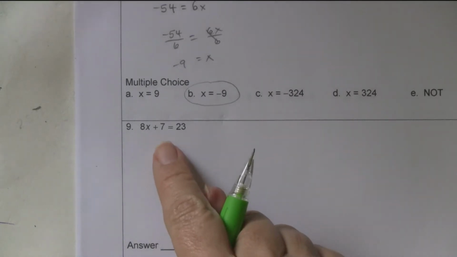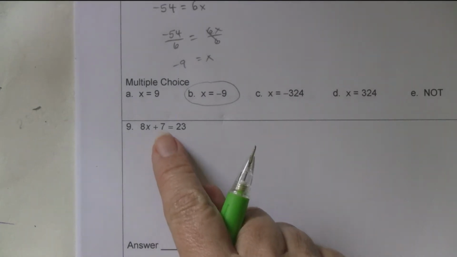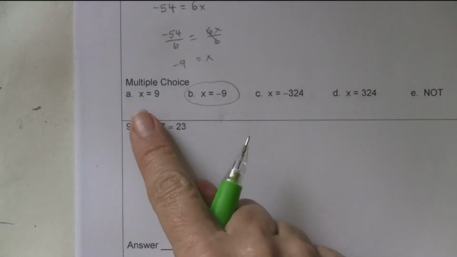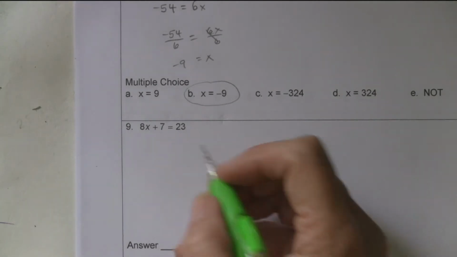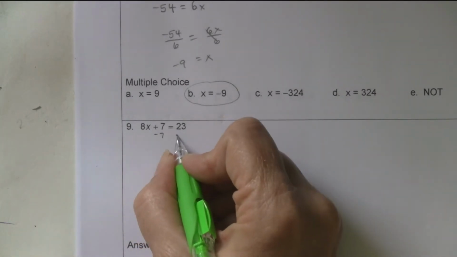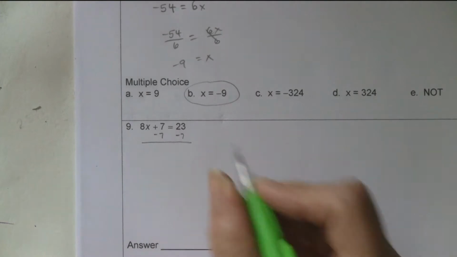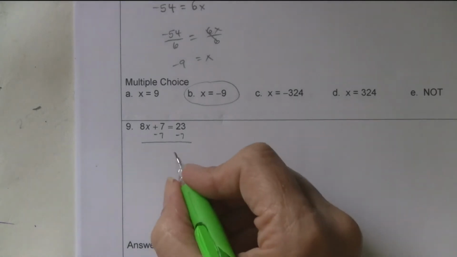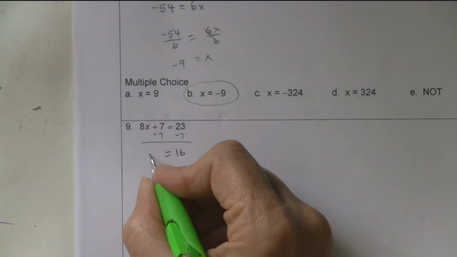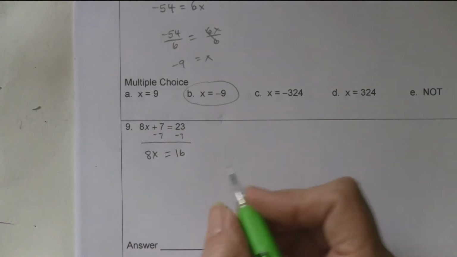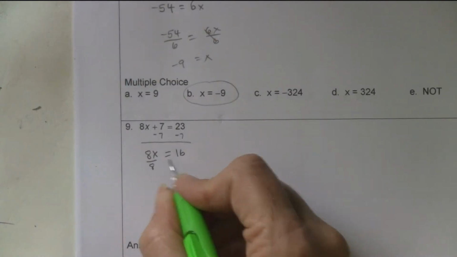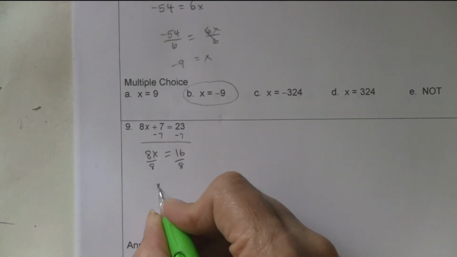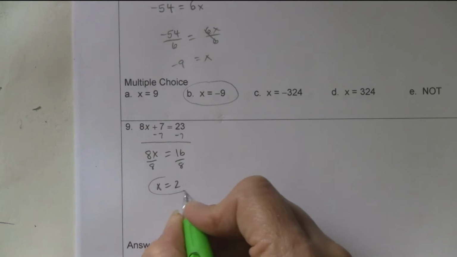No distributive property, and no like terms to combine, right? So I'm going to be taking away 7 to get the numbers together on one side. So when I do that, I get 23 take away 7 is 16. And then I'm going to be dividing by 8. So x is 2.